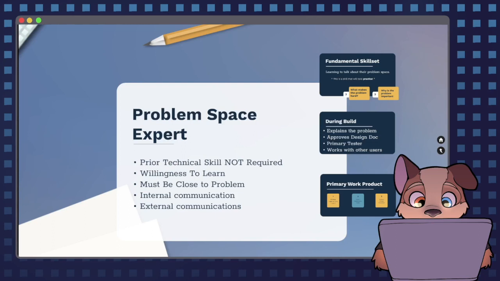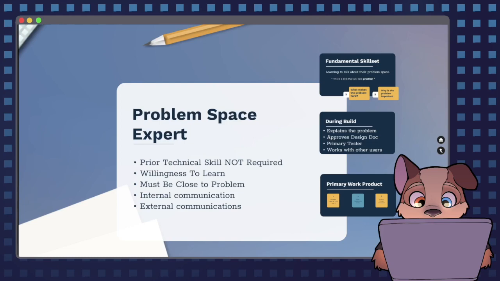The one requirement here is that the problem space expert, when they're on a team, must be close to the problem. So ideally, the problem space expert is the person that has the problem. This is important because they will be the ones who are best at effectively communicating to the internal team and to external members what the problem is and helping focus on that.